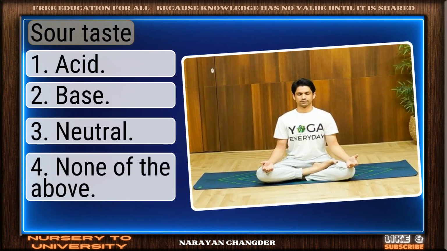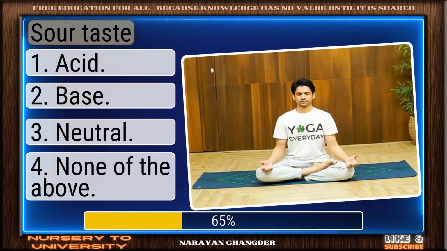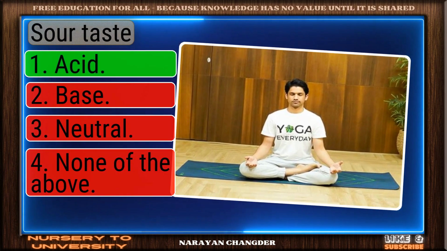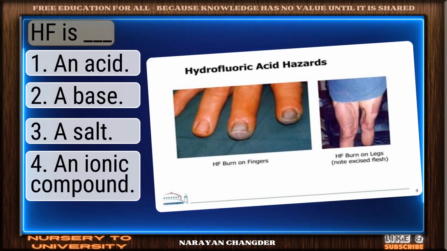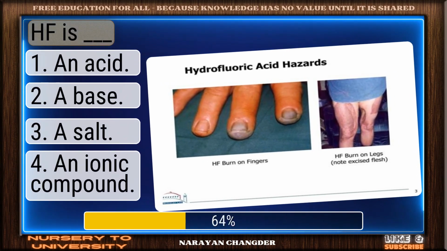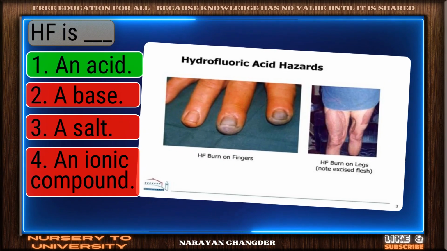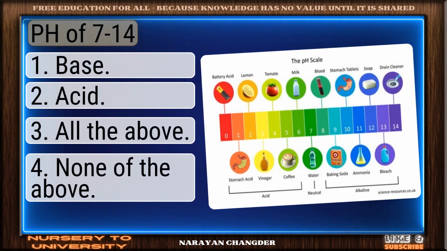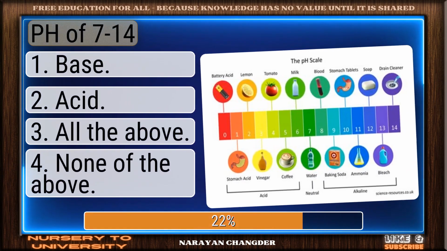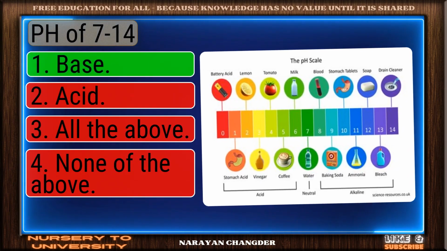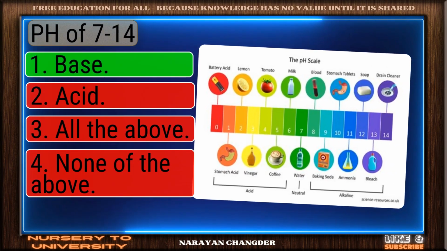Question number 295. Sour taste. Excellent. Acid is a brilliant choice. Question number 296 is dash. Valid point. An acid is true. Question number 297. Quiz of 714. Clear logic. Your choice, base, is sound and 100% true.